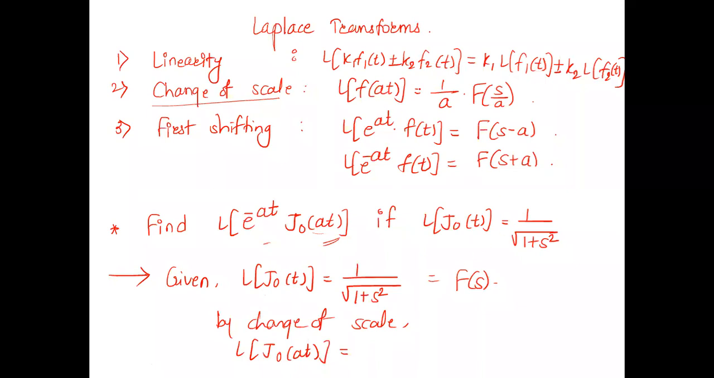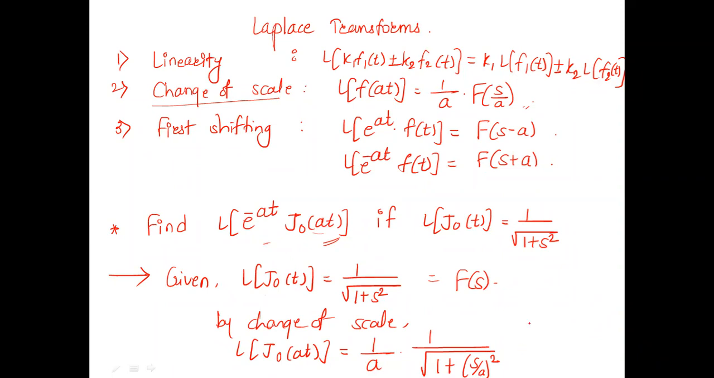When t becomes at, we get 1 upon a, and wherever s is in f of s, all that s will be s by a. So the thing is multiplied first by 1 upon a, and wherever there is s, it will be s by a. It is 1 upon root 1 plus s by a bracket square. Is this correct? Right, by this property 1 upon a into f of s upon a, wherever there is s, write s upon a. Just try to simplify this.